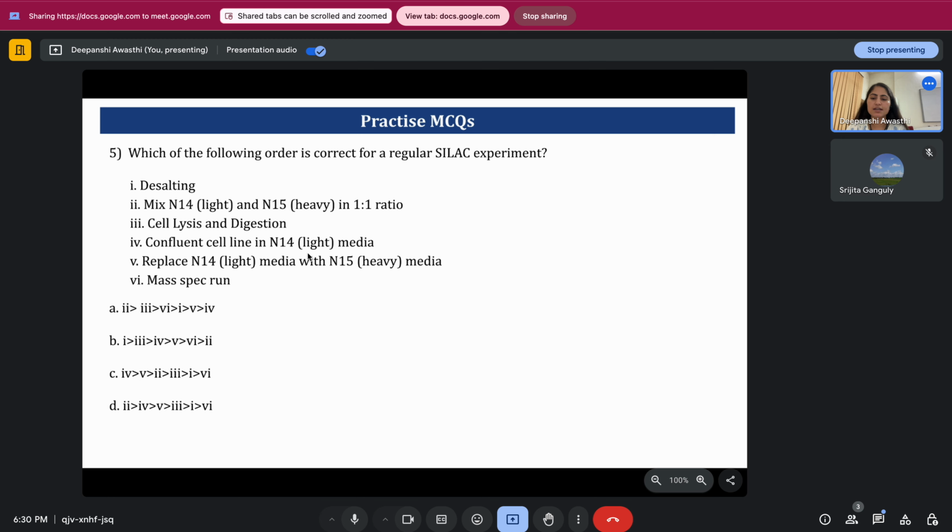Option 4, confluent cell line in N14 light media. Option 5th is replace N14 light media with N15 heavy media. And option 6 is mass spectrometry run. So these are some of the steps which are followed during the regular SILAC experiment. So you have to organize them into a proper order.